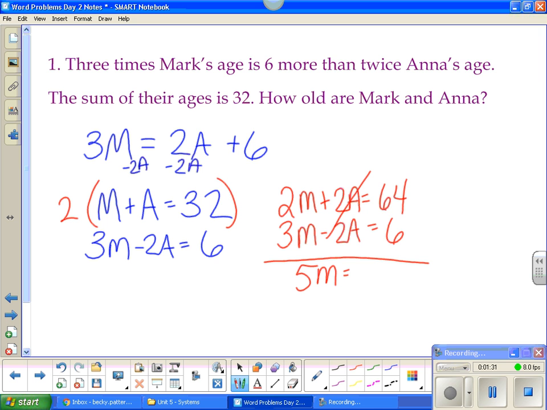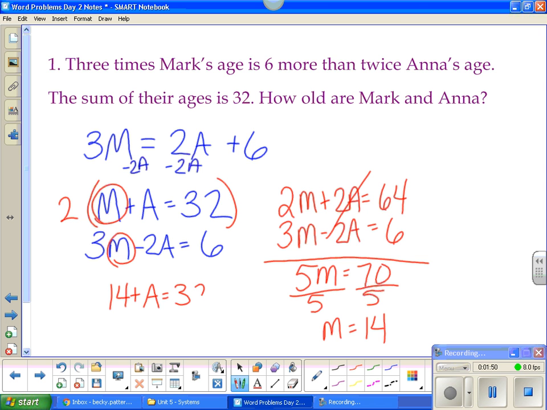So 5m equals 70, divide by 5, m equals 14. Again, go into your equations after you made them pretty, so I can either go here or here. I think the top one's going to be easier, so I'm going to go 14 plus a equals 32, subtract 14, and a equals 18. So Anna is 18 and Mark is 14.